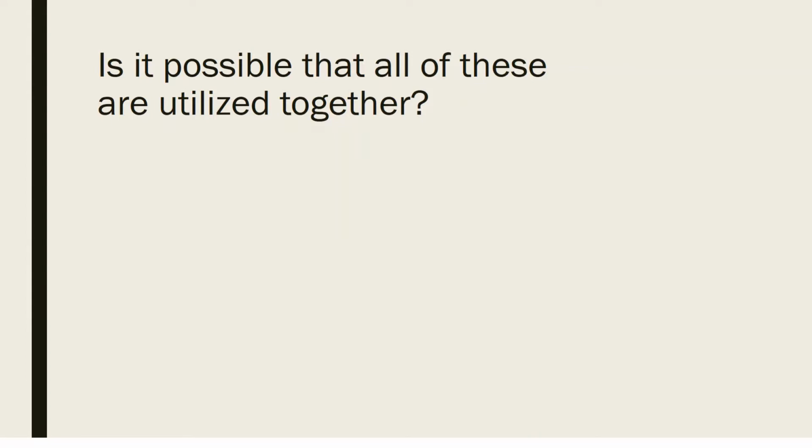The question: is it possible that all of these are utilized together? Will it be possible that there is a combination of different approaches in the delivery of a lesson? Yes, of course. And it all falls into the constructivism approach. How? We will find out later on.